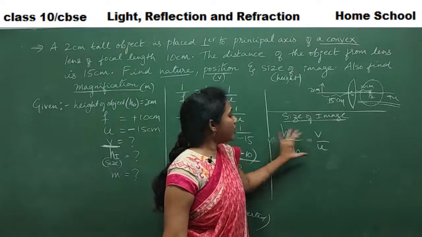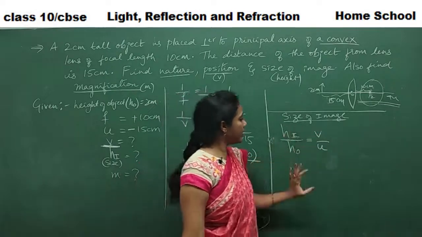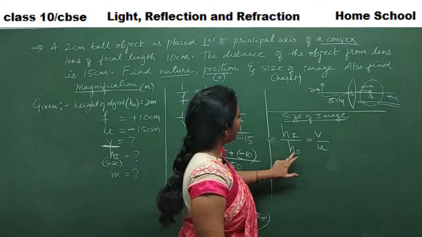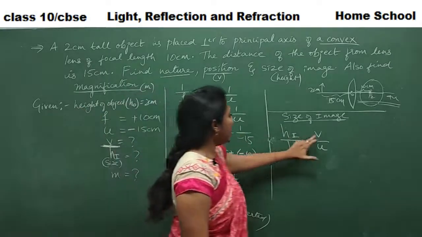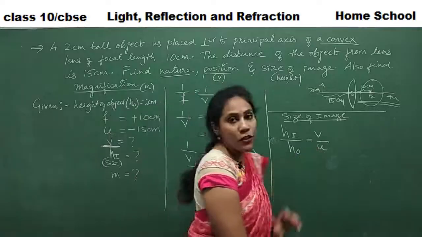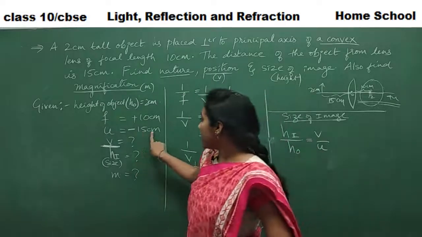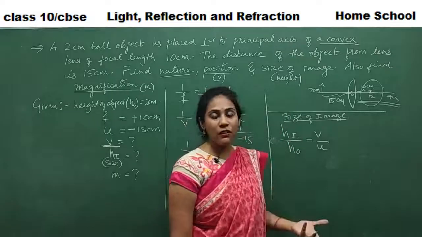Any one thing we will use for finding magnification. So this is equal to this. What we know here, we know height of the object. They gave you 2 centimeter. We know V, just now we found it is 30 centimeter. We know U also. U is given in the question, that is minus 15 centimeter. Can't you find out height of the image now?